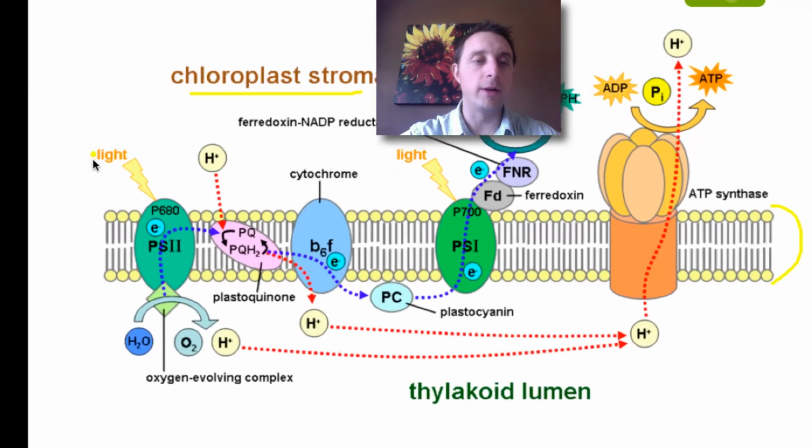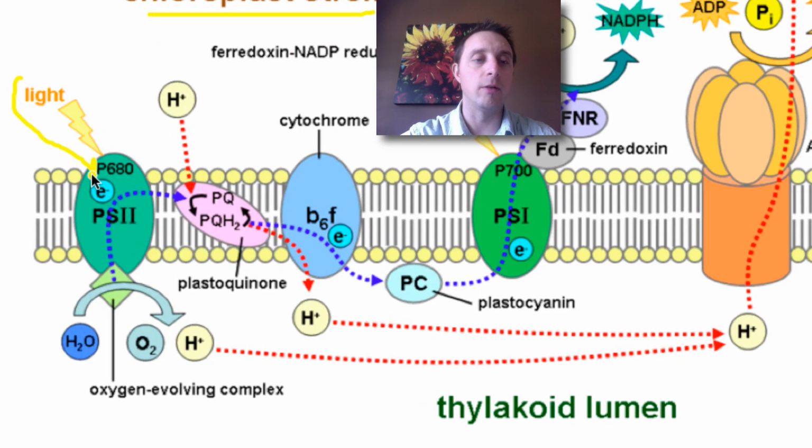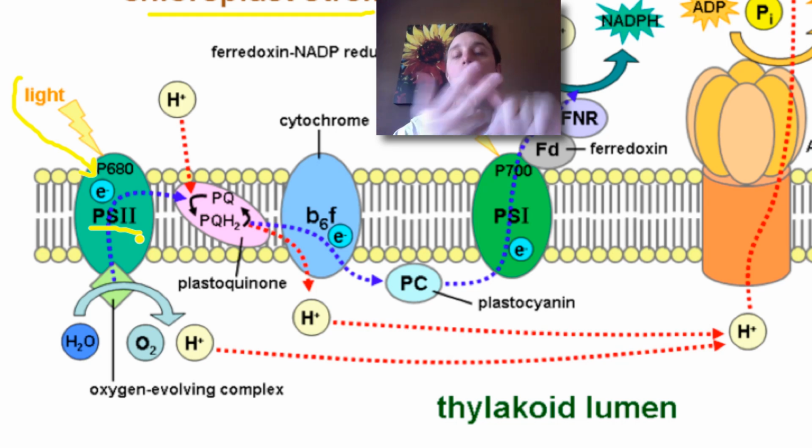So we'll start over here with light coming in. A photon of light comes in, and light has lots and lots of energy, and it strikes this big complex of proteins and other molecules called photosystem 2, abbreviated PS2 here. In this photosystem, there are lots and lots of molecules. The ones that you really need to remember are the chlorophylls, chlorophyll A and chlorophyll B. Those are the molecules which absorb the light energy.